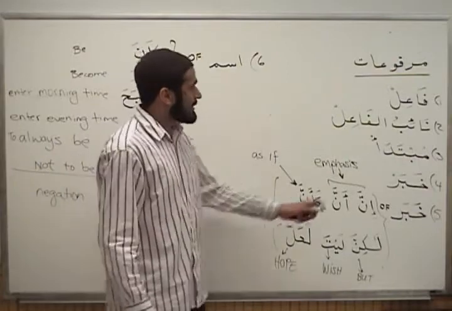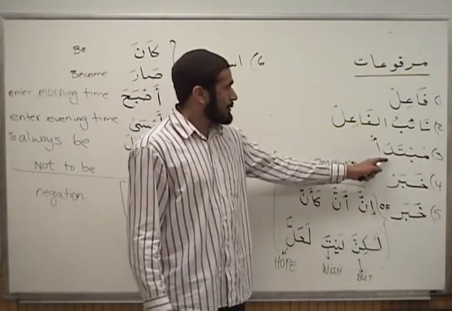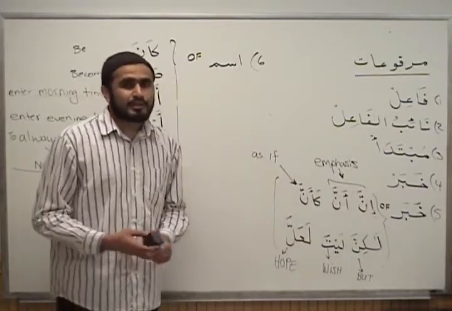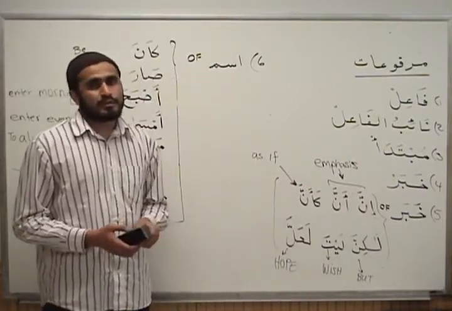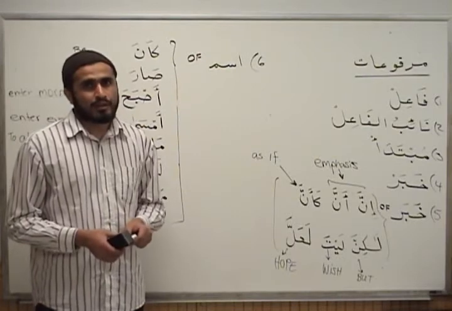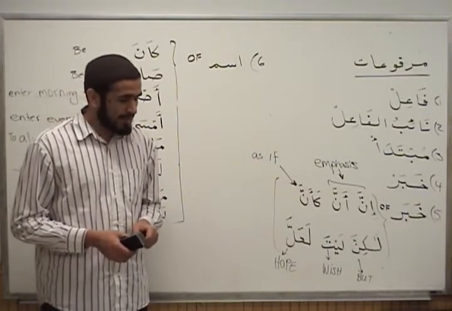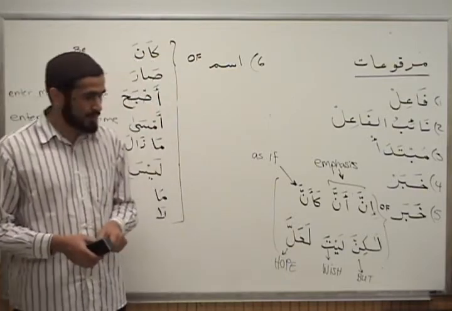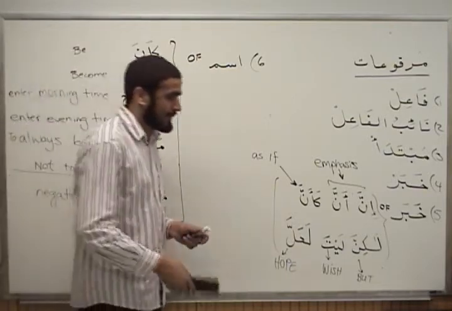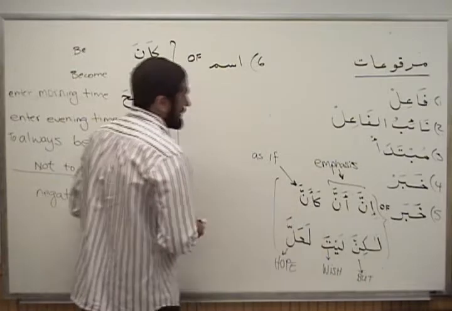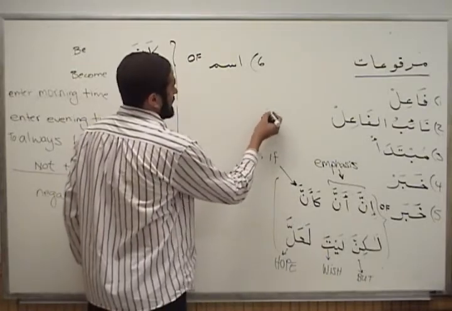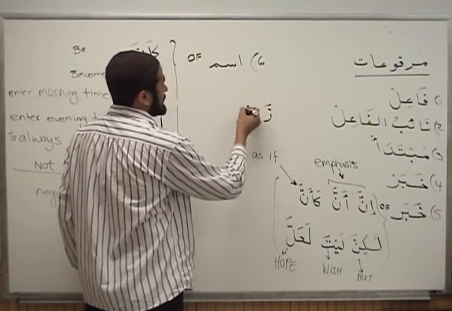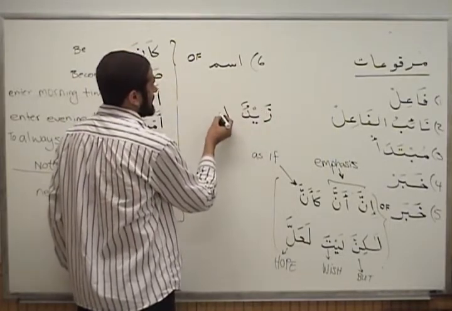The third type of marfu'at is mubtada. Now remember we talked about different types of jumlas: jumla ismiya and fi'liya. Ismiya is the kind of jumla or sentence that begins with an ism. That jumla or sentence is called jumla ismiya.